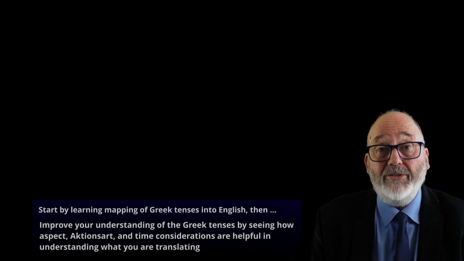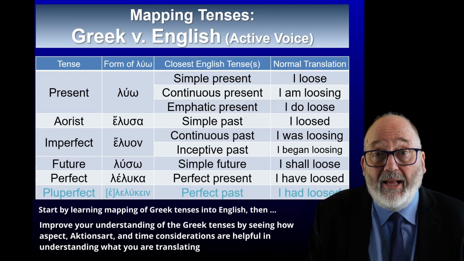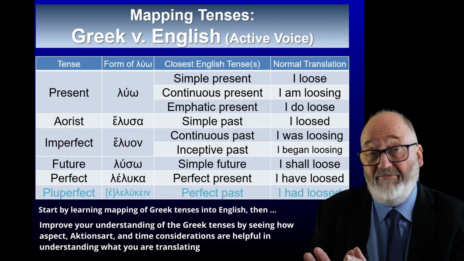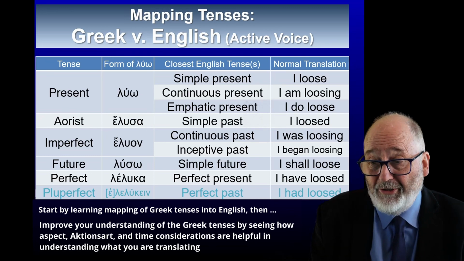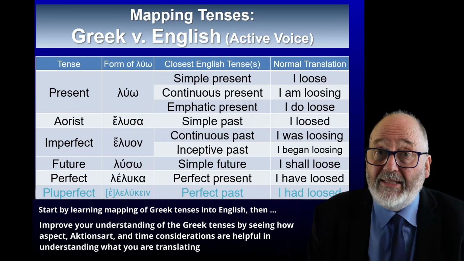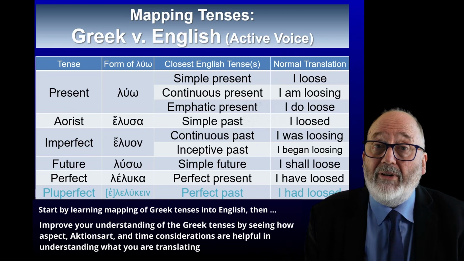All right, so coming back to sum up, how do we make it easier to understand the tense system in the Greek New Testament? Well, I suggest you start here, looking at the tenses in Greek and then seeing what their closest English equivalent is. And also memorizing luo, elusa, eluon, etc., the forms of the various tenses. Once you've started there, you can begin to build your understanding of the tense system in New Testament Greek.